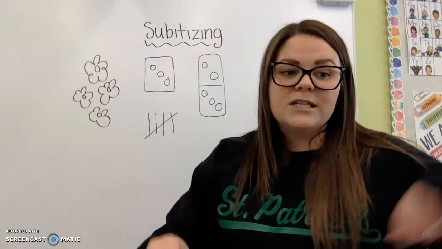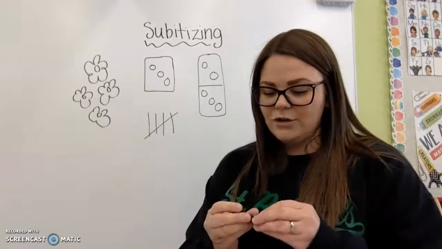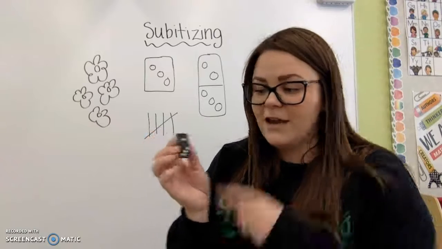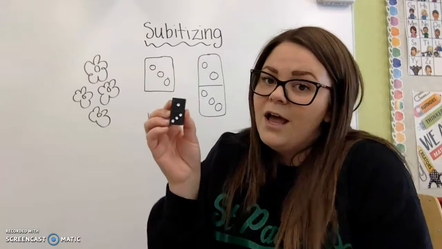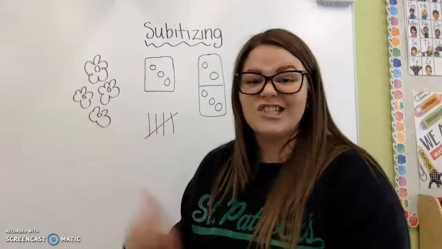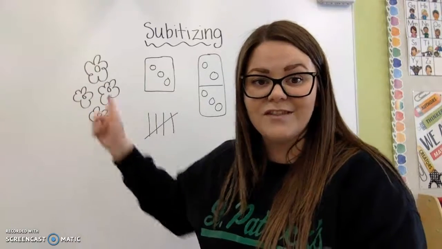So we can use dice to subitize. We can also subitize with dominoes. I can look at a domino and I don't have to count. I can just know how many there are. I don't have to sit there and count each dot on its own. I know that that's 3. I can also subitize by looking at pictures and just knowing without having to count each picture that that's 4.